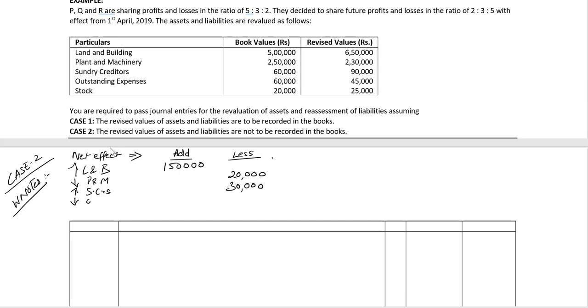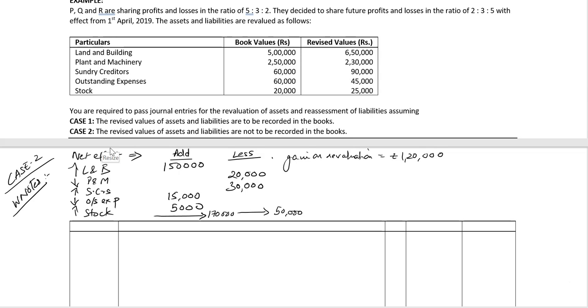There's a decrease in a liability of outstanding expenses. The amount of decrease is 15,000. That will come under add. And stock has increased. Increase in asset will come under add. The total of the add is 1,70,000 and the total of the less is rupees 50,000. So there's a gain on revaluation which is equal to rupees 1,20,000.